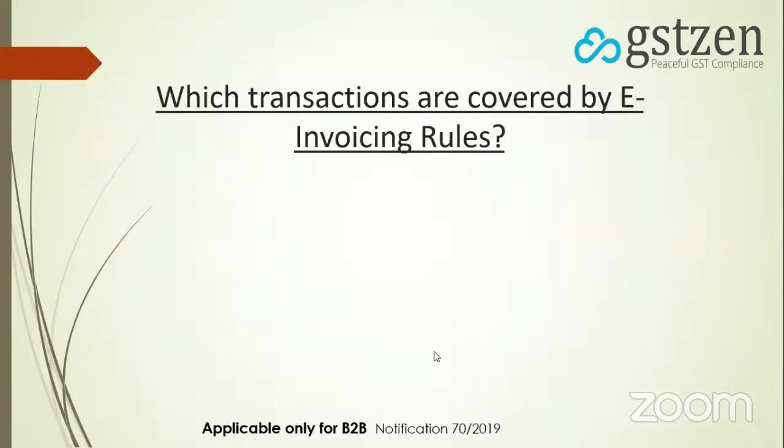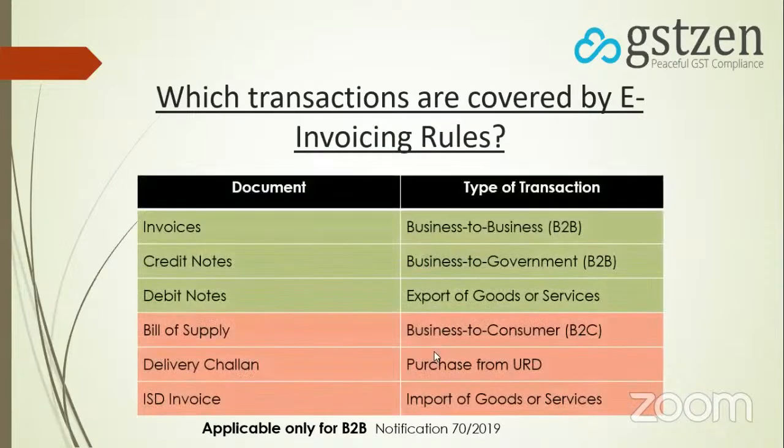Now this is very important. Which transactions are covered by the e-invoicing rule? So for which kind of transactions do you have to generate e-invoices, and for which you do not have to? Here, everything that is highlighted in green, you have to generate e-invoices. Those which are highlighted in red are not applicable for e-invoicing. So you have to generate e-invoices for all taxable supplies to businesses. If you are making a B2B sale, you have to generate an e-invoice. If you are making B2G, that is also considered B2B, you have to generate an e-invoice, as well as for exports of goods and services.